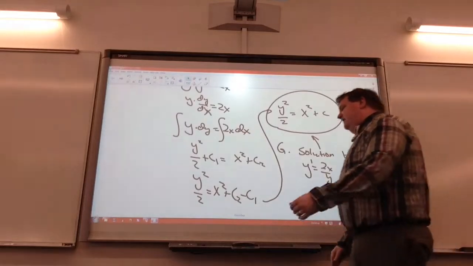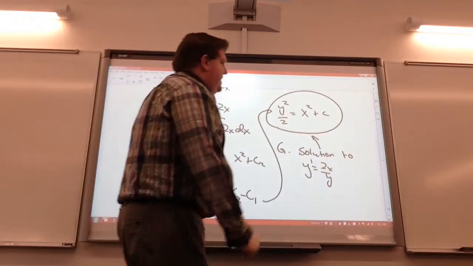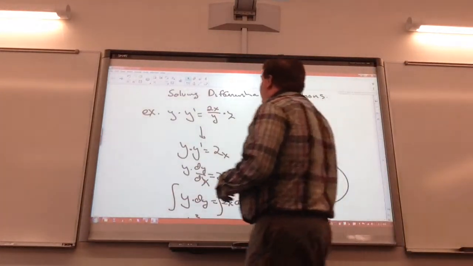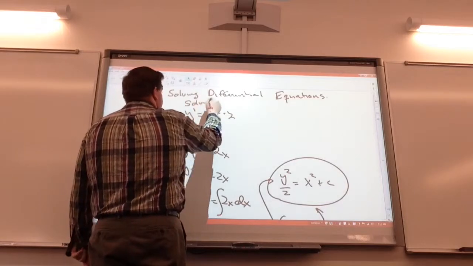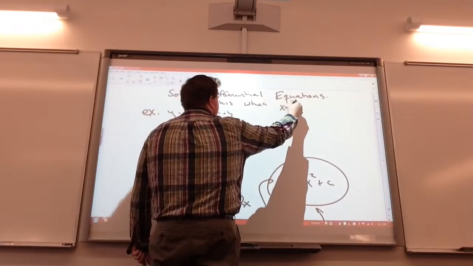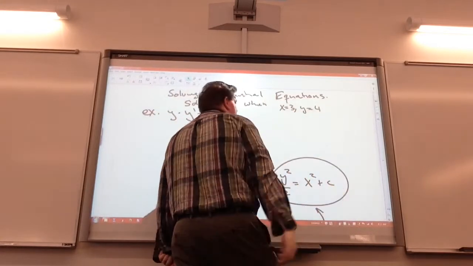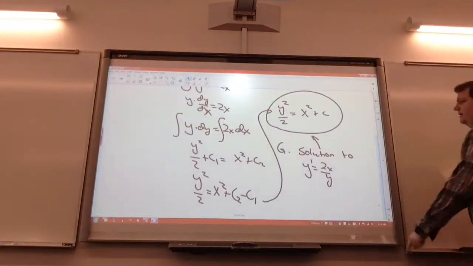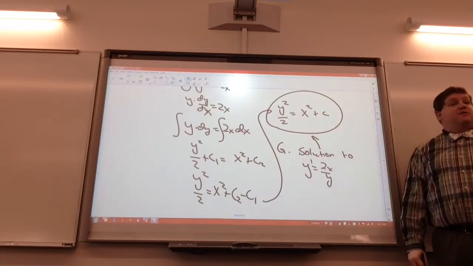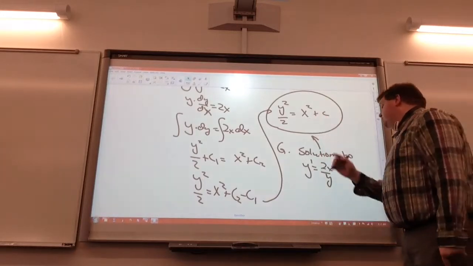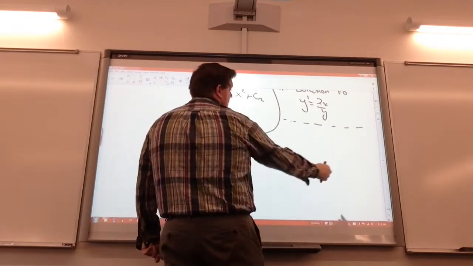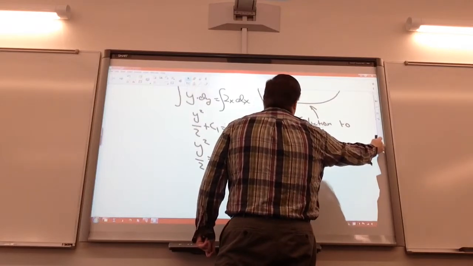So, how you would do that is, if you were just given a random point, let's say at the beginning up here, you were told, solve this when x is equal to 3 and y is equal to 4, okay? When you come down here, after you find your general solution, you will plug in 3 and 4 for x and y respectively. So our general solution is this right there. Our specific solution would be just putting in the given points into this thing.